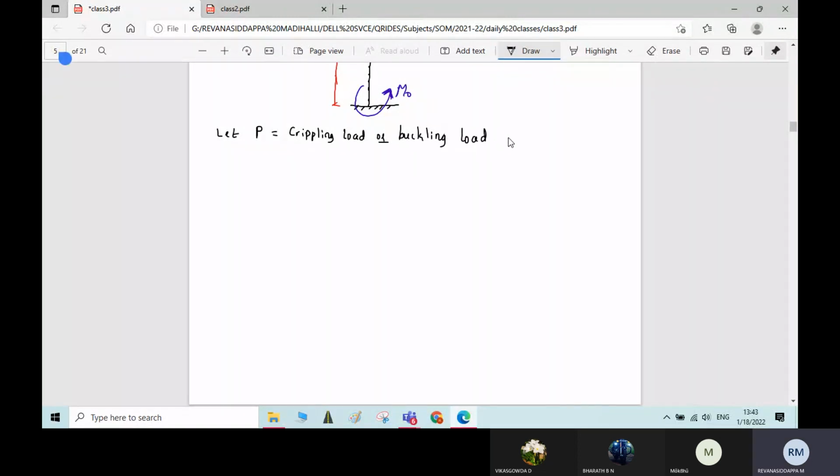100% there will be one particular derivation asked in your examination. If you prepare for all these 4 derivations, 8 to 10 marks will be in your hand. Let P be the crippling load or buckling load for which the column has just buckled.